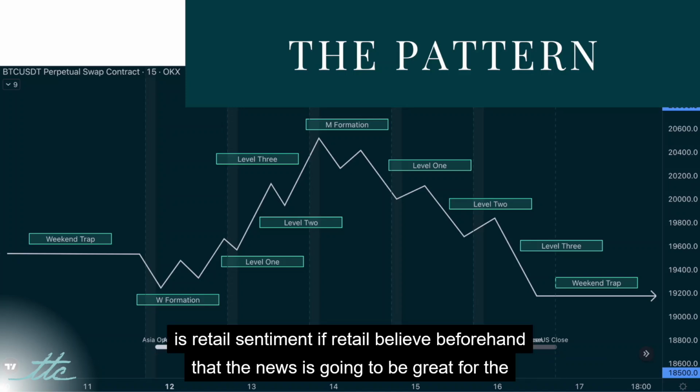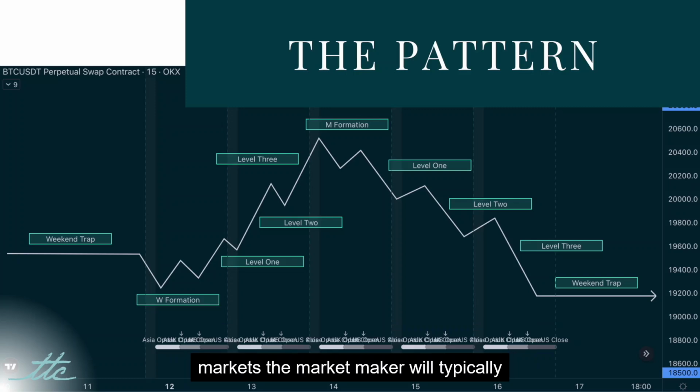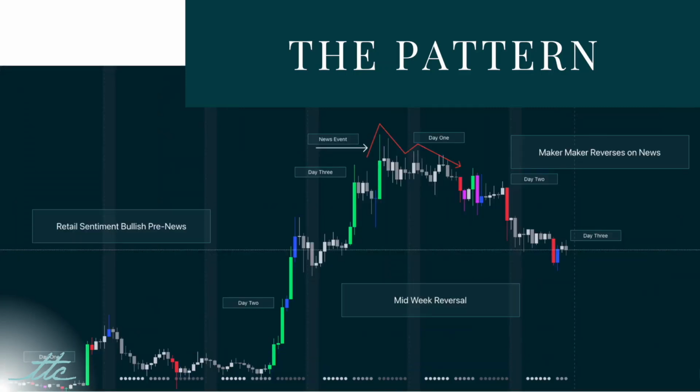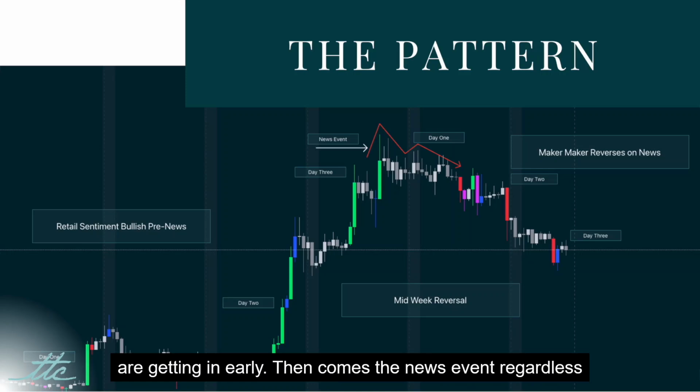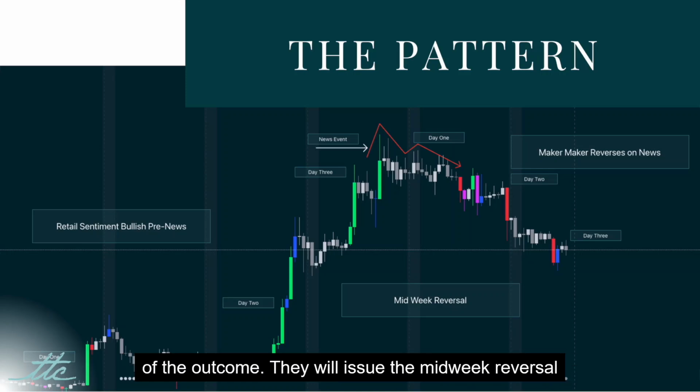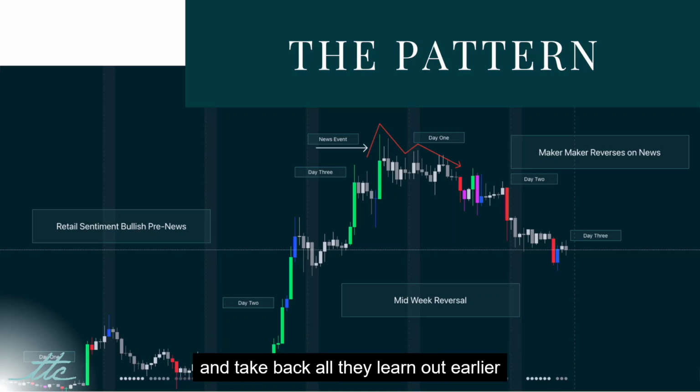If retail believe beforehand that the news is going to be great for the markets, the market maker will typically drive price up pre-news for a day or two before. And this gets retail to believe they are getting in early. Then comes the news event. Regardless of the outcome, they will issue the midweek reversal and take back all they lent out earlier.